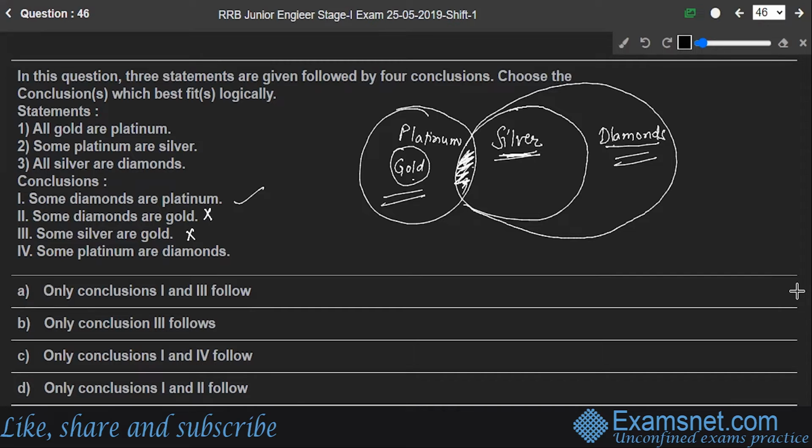Wrong. Some platinum are diamonds, right? See, these are the platinums which are silver as well. These are the ones again. So yes, some platinum are diamonds as well. So that means you have the first and the fourth one, right?